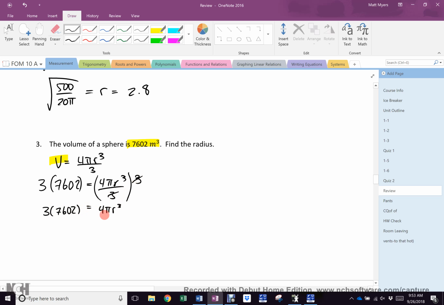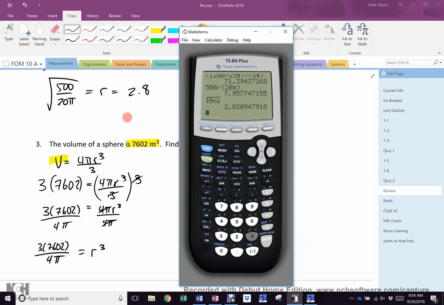Now, how do I get rid of 4 and pi? I divide by 4 pi. Cancel, cancel. Now, I have r cubed equals 3 times 7,602 divided by 4 pi. Now, it would be a good idea to simplify this now. So I'm going to go to my calculator, and I'm going to go 3 times 7,602 equals, and I didn't use brackets, I should have, divided by bracket 4 pi.